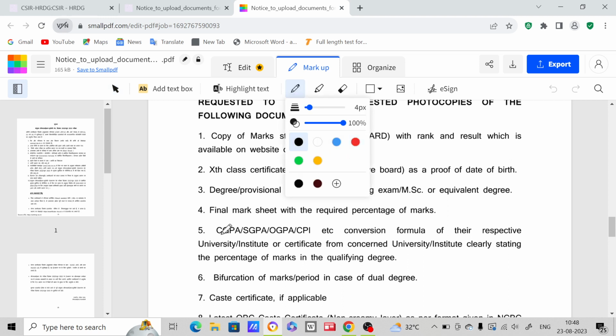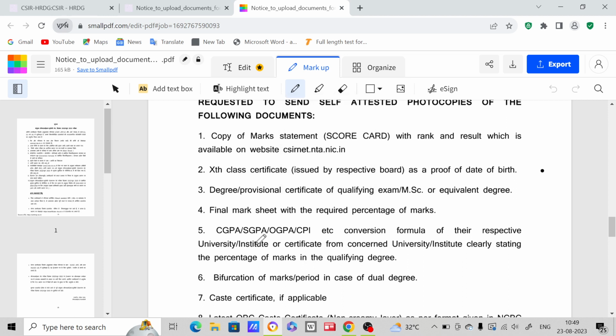here, they are asking CGPA, right? So here they are asking CGPA, SGPA, OGPA, CPI, etc. conversion formula of their respective university or institute, or certificate from the concerned university or institute clearly stating the percentage of marks in the qualifying degree. Actually, so many students are worrying about this percentage conversion. You don't need to do anything.